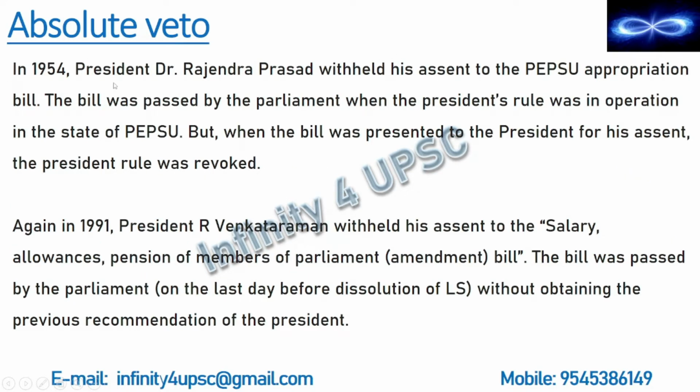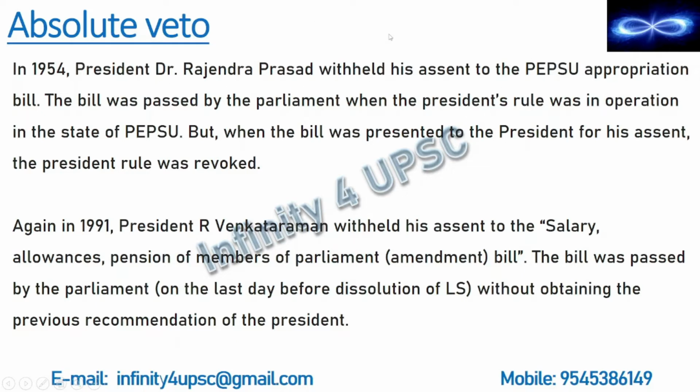In 1954, President Dr. Rajendra Prasad withheld his assent to the PEPSU appropriation bill. Now what is this PEPSU? The full form of PEPSU is Patiala and East Punjab States Union. Actually, after independence in 1948, the princely states of Punjab were all merged together and were called PEPSU, Patiala and East Punjab States Union. But later, after some time, these princely states were again merged into Punjab. So now we do not have PEPSU. Earlier it existed. They were the princely states of Punjab.